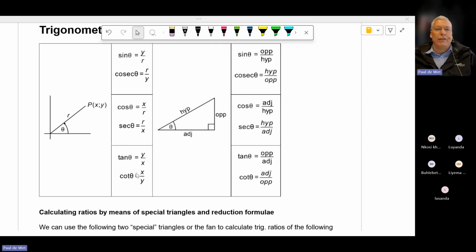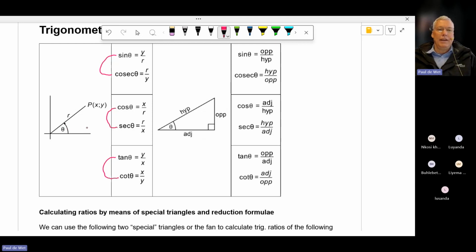There's 6 trig ratios, okay? There's sine, and the upside down of sine, if we turn it over, we actually call it the reciprocal: sine and cosec, cos and sec, and tan and cot. Okay, we need to know them in the Cartesian plane.